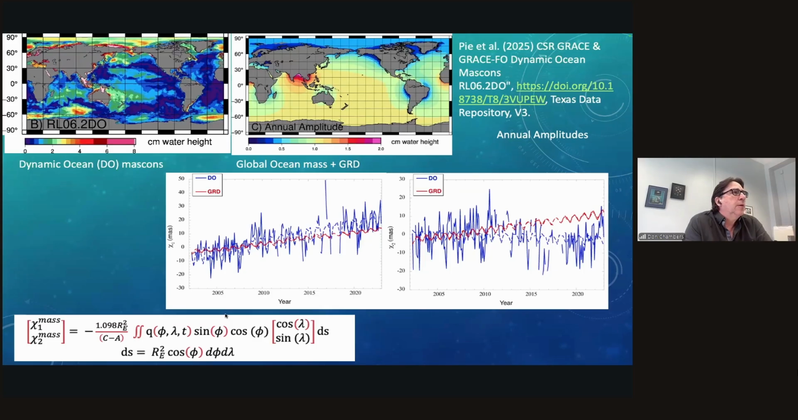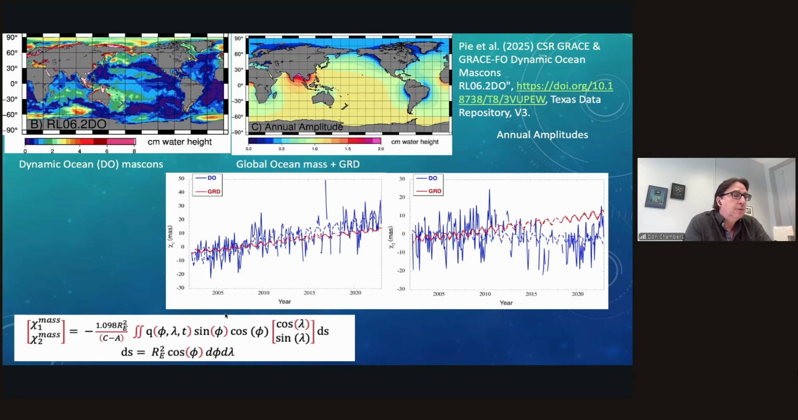So the takeaway is that while the GRD and barostatic parts have some trends in the polar motion Earth angular momentum excitation functions, the dominant interannual and seasonal variations are coming from the ocean. So I'm going to be focusing on that now.